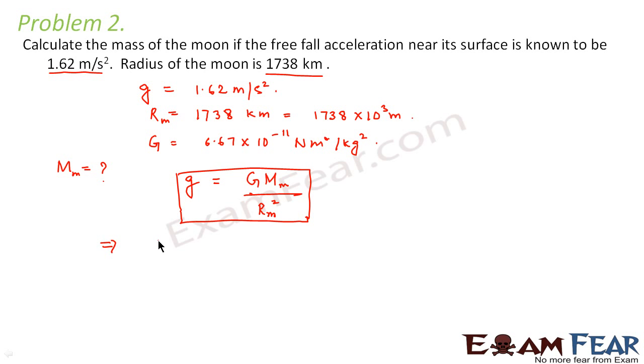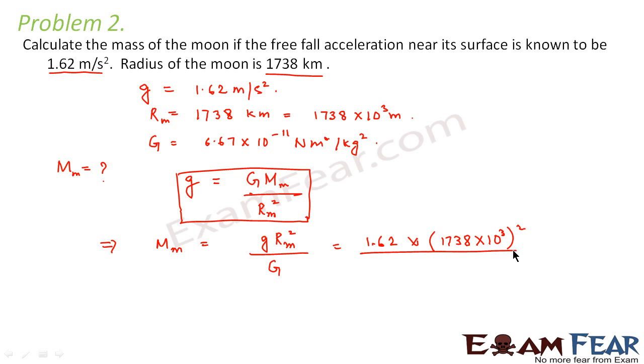So from here we can say the mass of the moon is equal to g into R_m squared divided by capital G. Now we'll put the values here. It is 1.62 into (1738 × 10^3) whole squared divided by 6.67 × 10^-11. So this comes out to be 7.34 × 10^22 kg. So this is the mass of the moon.